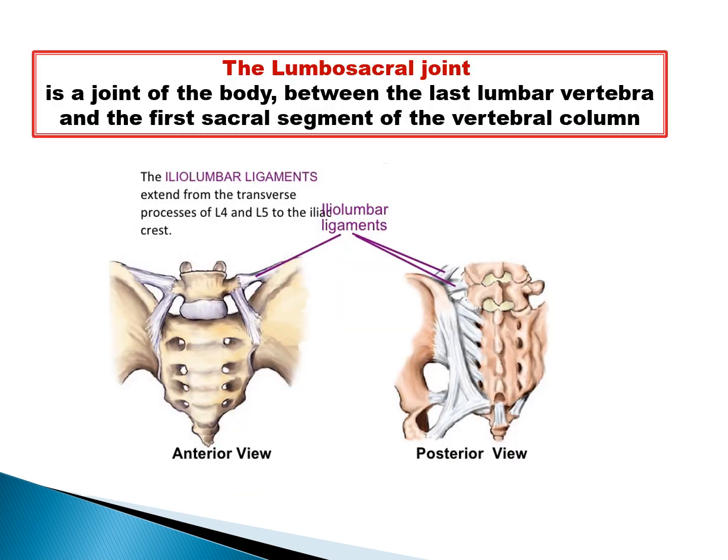Coming to the lumbosacral joint. The lumbosacral joint is a joint between the last lumbar vertebra, that is the fifth lumbar vertebra, and the first sacral segment of the vertebral column. It is mainly bounded by the iliolumbar ligaments. Iliolumbar ligaments extend from the transverse processes of L4 and L5 to the iliac crest.